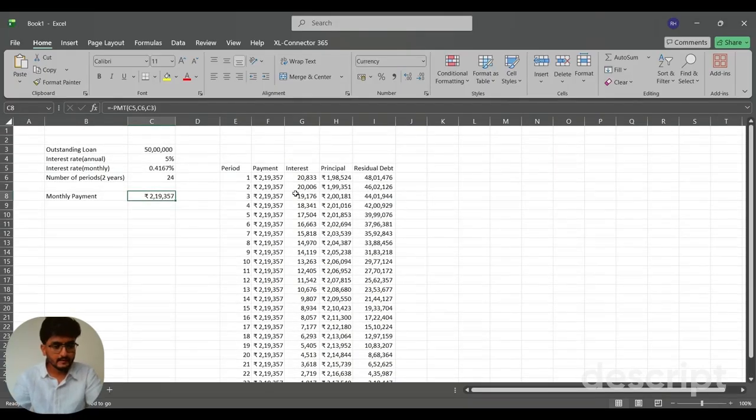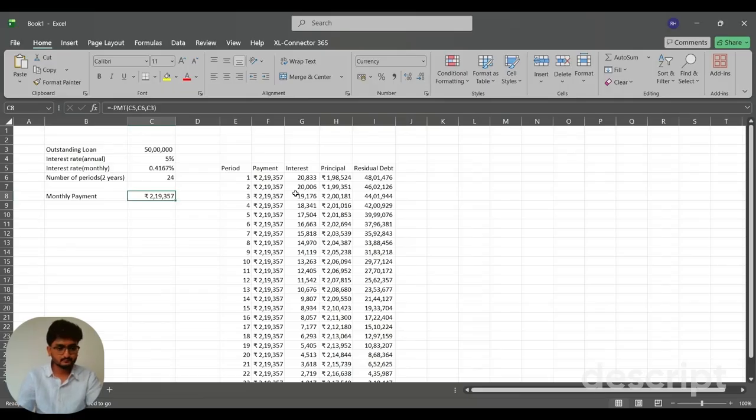Hello everyone. In this session, I am going to explain an amortization schedule based on a loan amount of 50 lakh taken for 2 years at an annual interest rate of 5%. We will walk through the logic behind the monthly interest, monthly payments, and how the principal is repaid over time. By the end, you will clearly understand how EMI works and how a loan gets reduced month by month.